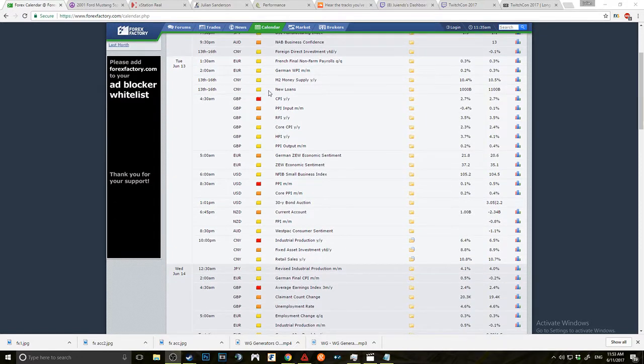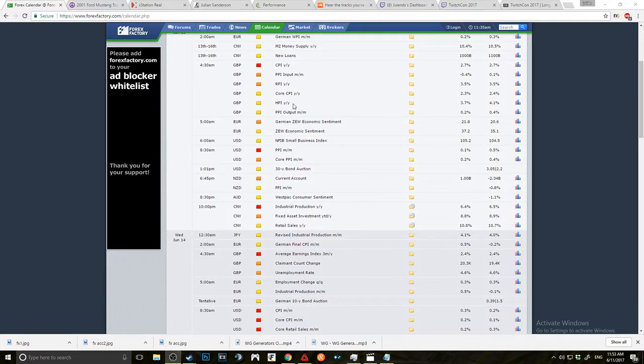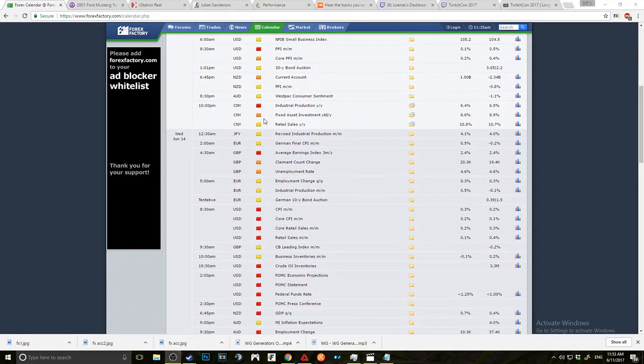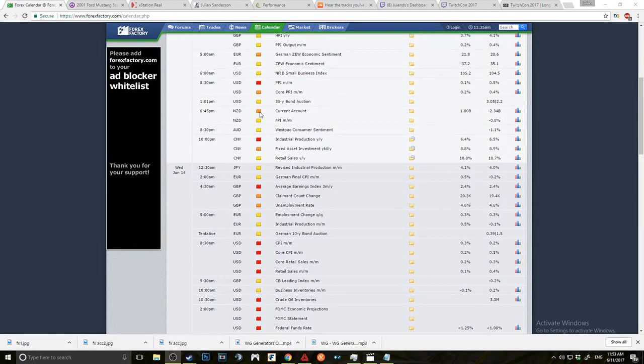Coming down to Tuesday, we've got some CPI for the British pound. For those that traded the British pound last week, you'll see that it weakened towards a lot of peers, and we'll see that when we start analyzing everything. Furthermore on Tuesday, we don't have that much high impact news.